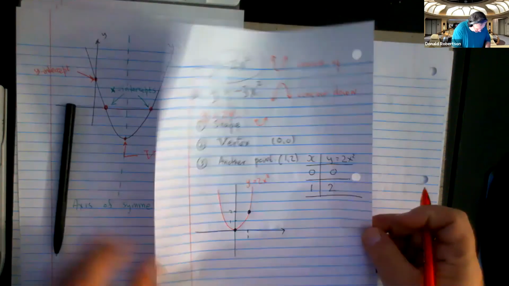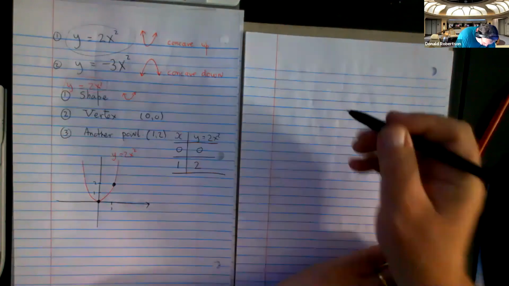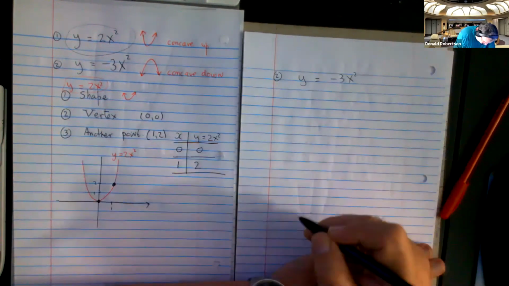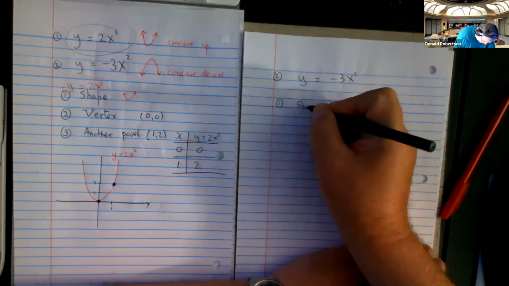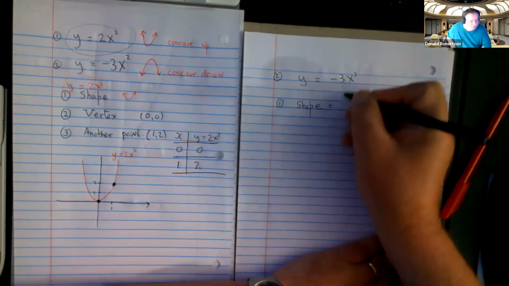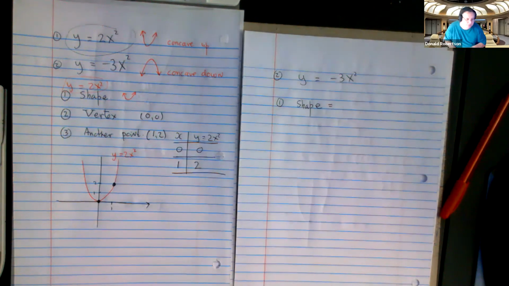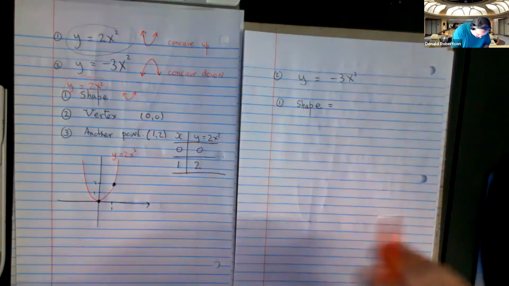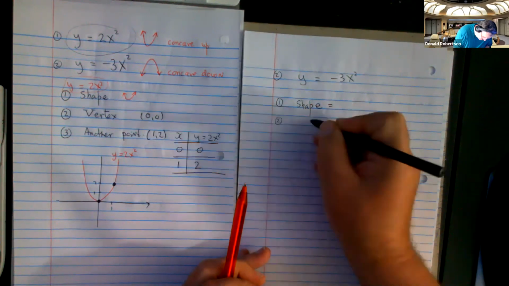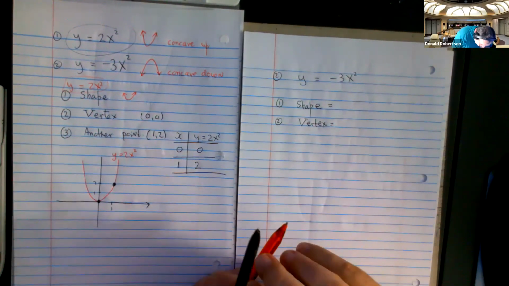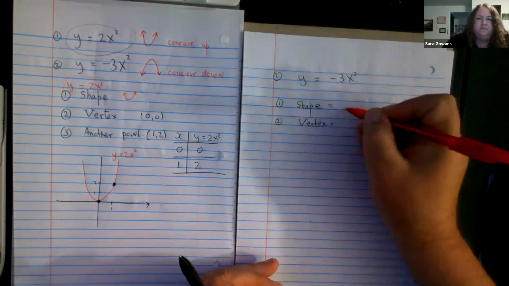Now, same hit list. 1, 2, 3. Let's do it for y equals negative 3x squared. What's the shape of this one? Happy face, sad face, concave up or concave down? What's the shape of that one? Sad face? I can't hear you. You did say something. What was it? Sad face? You're right. It's a sad face.